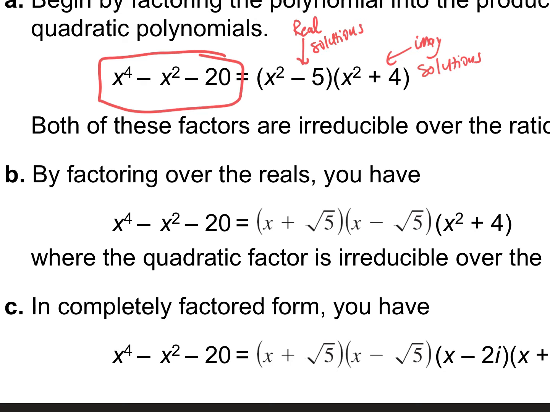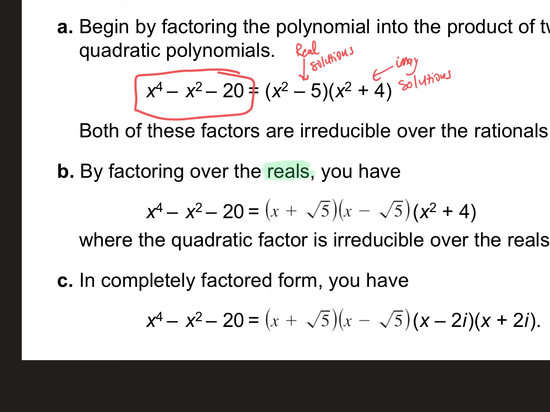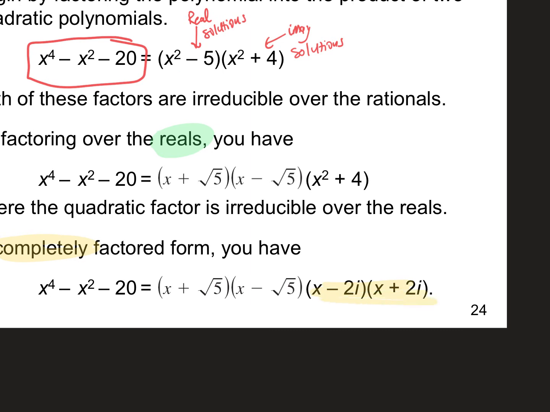If you notice here, really important, if it says to factor over the reals, what do you notice about the x squared plus 4 parenthesis? It stays the same. If you completely factor, what did we do with the x squared plus 4? Do you see how when you factor over the reals, you do not break down the imaginary? If you completely factor, then you break down the imaginary.